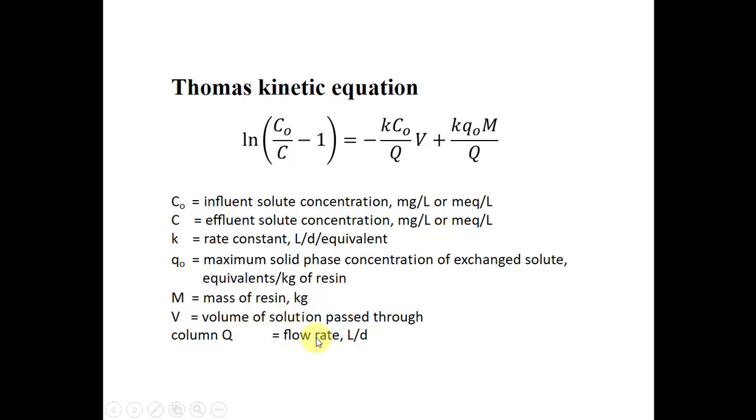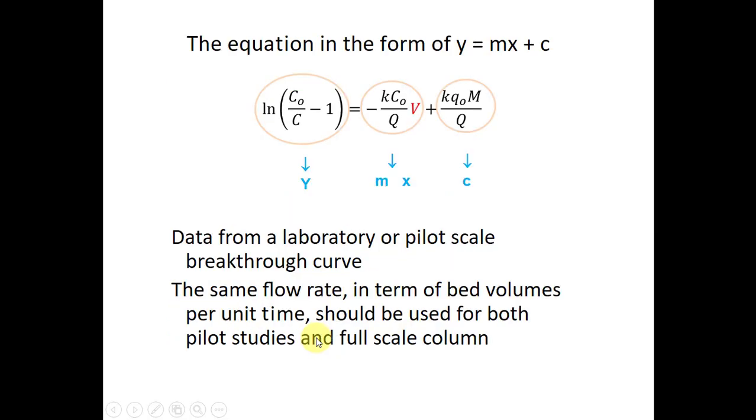Okay, so this equation can be plotted as a linear equation, as you can see, in the form of y equals mx plus c. So y is this term, mx is this term, and V is the x, which is the variable here. All this term is represented by m, which is minus K C naught over Q, and the last term is represented as c.